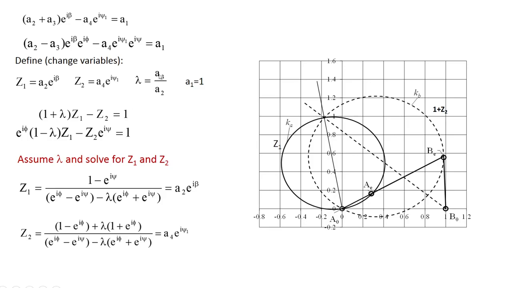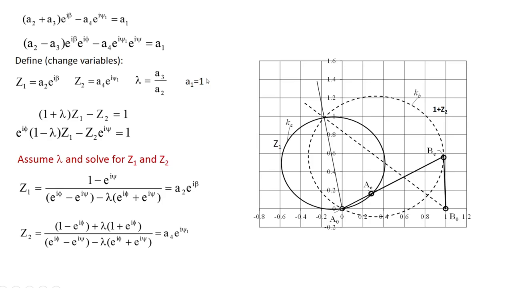Lambda is the ratio of A3 over A2. For crank-rocker proportions, since A2 must be the shortest link, lambda must be greater than unity. Now, if we change the parameters from A2, A3, A4, psi 1 and beta to these four parameters, Z1, Z2, and lambda, we end up with these two equations. A2 e to the I beta is Z1. A3 e to the I beta is lambda Z1. So it is 1 plus lambda Z1, minus A4 e to the I psi 1, which is Z2, equal to 1.